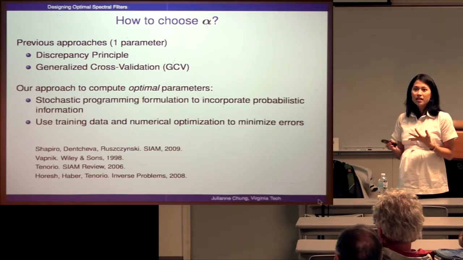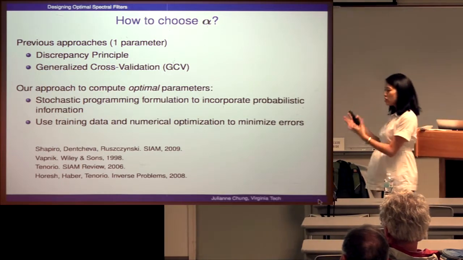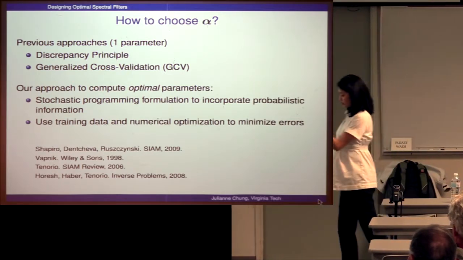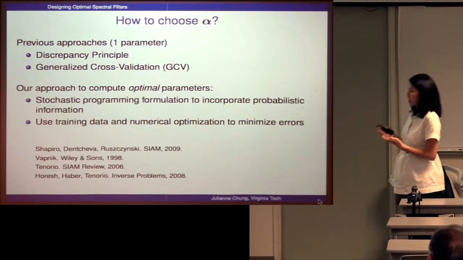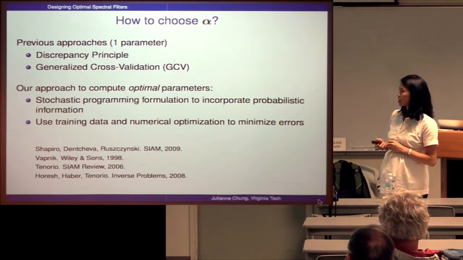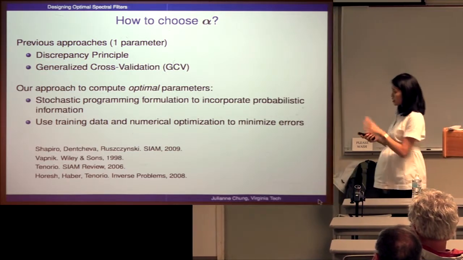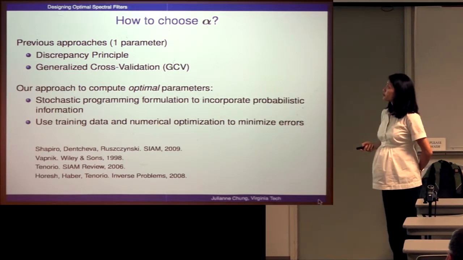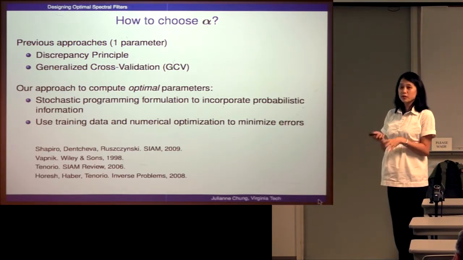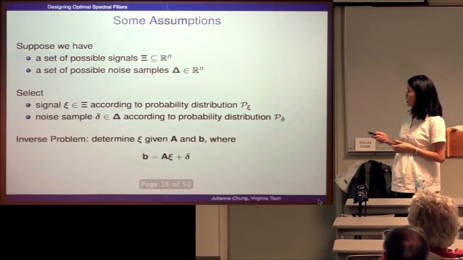Now, I want to mention that this idea is rooted in statistical learning theory, in optimal experimental design, in stochastic optimization. So the idea is not new, but applying it to computing optimal filters is. Here are some references if you're interested in some of the literature. Okay, so we want to compute optimal parameters. Optimal parameters are optimal filter factors. How do we do that?